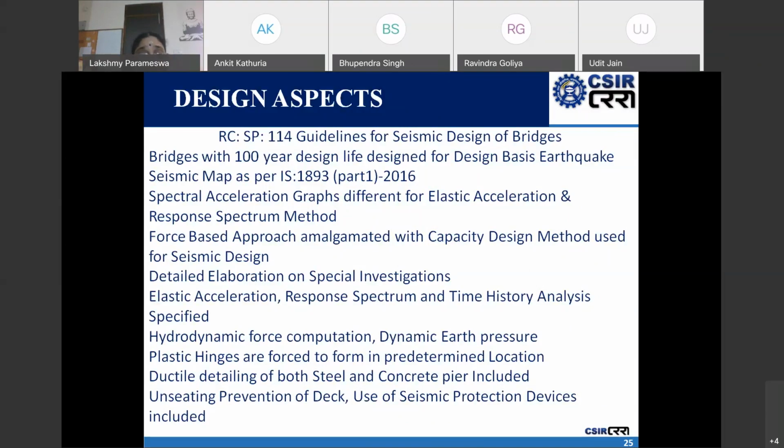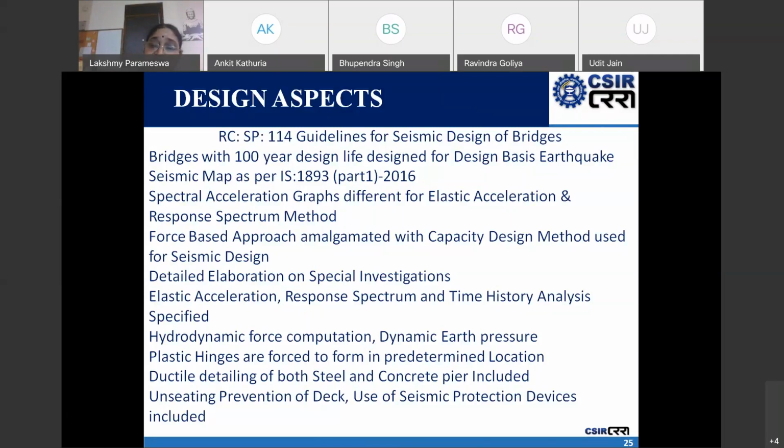This is the NDMA guideline. So a seismic map as per IS 1893 part 1, spectral acceleration graph different for elastic acceleration and response spectrum method, force-based approach amalgamated with capacity design method, and detailed elaboration on special investigation. That is, whether a bridge is close to a fault, then some site-specific investigations are required. So all such things are also given.